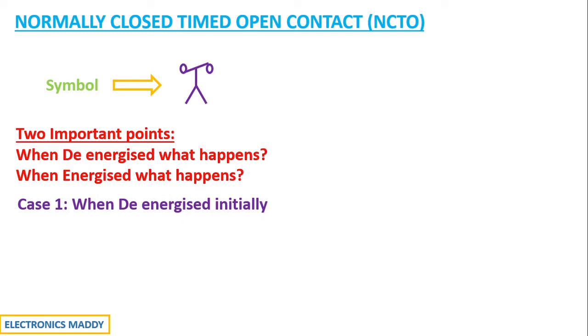Case 1, when de-energized initially, so I'm not going to supply any energy to it, and how does it operate? In order to consider that, let us assume that we have connected this NCTO contact to a light load in this particular fashion. Now when I'm not initially energizing it, I have considered a push button switch, just to give you a demo so that it will be very easy for you to understand. So whenever I am not energizing this through the push button switch, it will be acting as closed contact, and current starts flowing from the source, that is from the input side to the load side, and the light will initially be glowing if I am considering a light load. So you can try it for different loads as well.